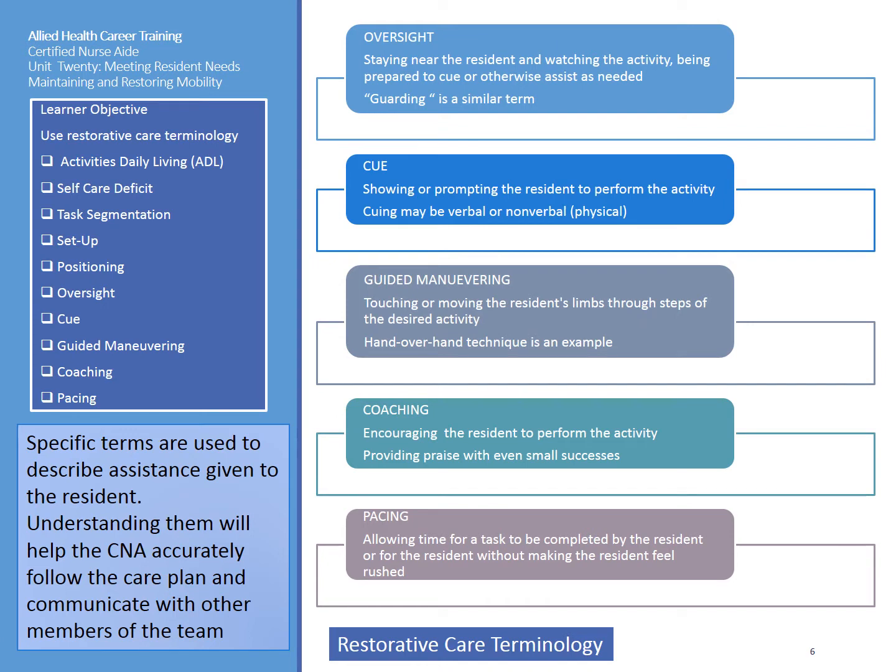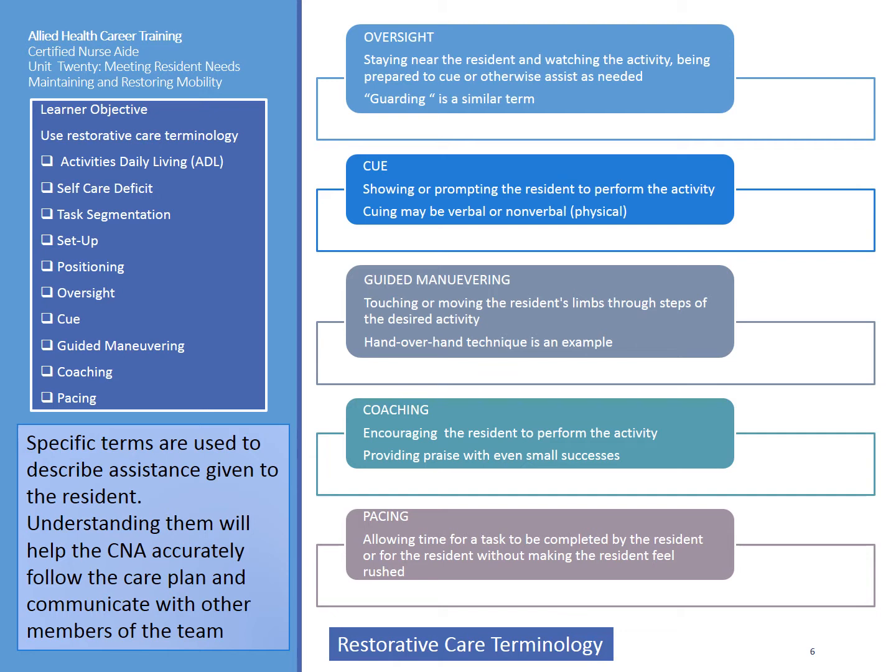Oversight, that means that you're going to stay near the resident and watch the activity. Be prepared to cue or otherwise assist the resident as needed. This is also called guarding. You're just sitting there observing and waiting for the resident to see if they're going to need any assistance.